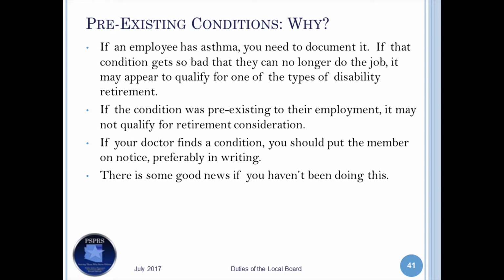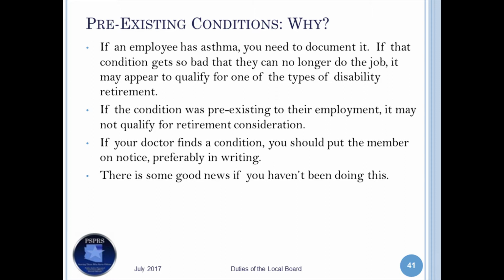So there's no good news if you haven't been; there's some good news if you haven't been doing it, start doing it now. We talked to a group once and they said, we've never done a pre-existing condition exam. And we said, well, you better start now because otherwise those guys could all go out on a disability. Now that's a good question that came up from the webinar.